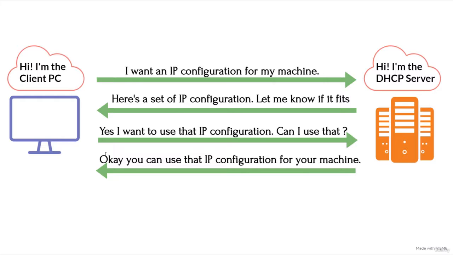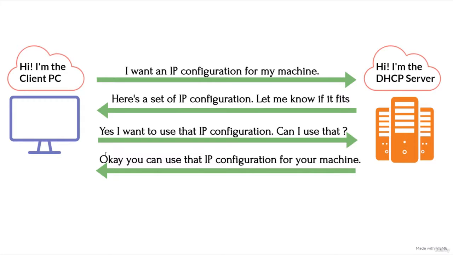So this is what happens behind the scenes: the client asks for an IP configuration, the DHCP server provides an IP configuration, the client likes it and then asks, can I use that? And then the DHCP server finally says yes, you can use that if everything is fine with it. This is just a four-way handshake, or a four-way communication, between the requesting client machine and the DHCP server.